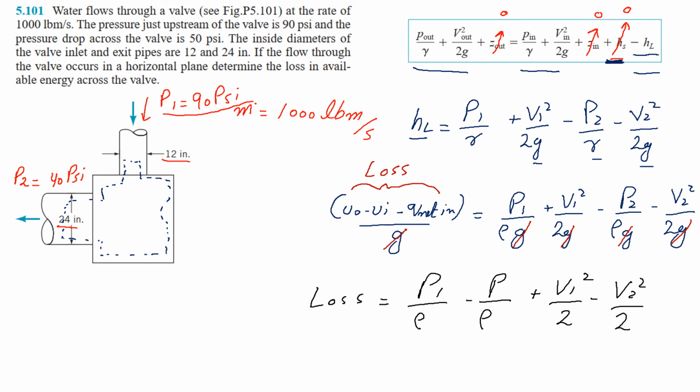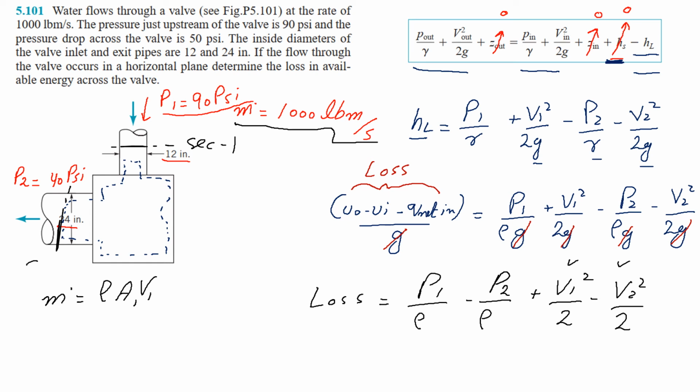So this is my final equation, and now I'm going to find the values that I'm missing. What I'm missing in this equation is the value of V1 and V2, and I can find them with the help of the mass flow rate. Since m dot is equal to rho A V, for velocity V1 I am going to use A1, the area at the inlet. This is my section 1, and this is my section 2. So at section 1 I can find the velocity V1 by using this formula.